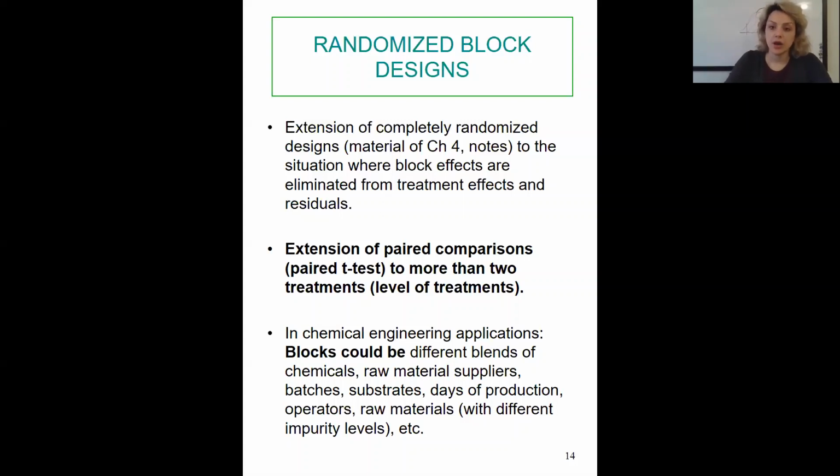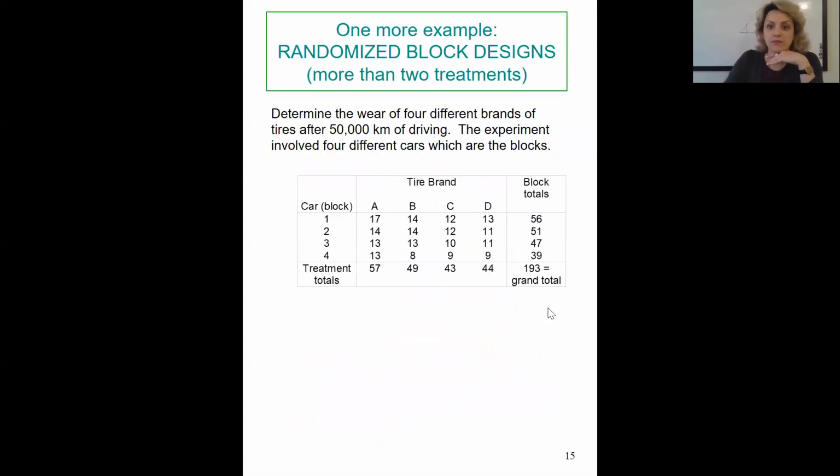There are many blocking effects that we have in our experiments when we work in the lab, and we can consider them. Right. Here is another example, which is a good one. It says that we have more than 2 treatments. So in the previous example, we had material A and B, so we had 2 treatments, but here we have more than 2 treatments.